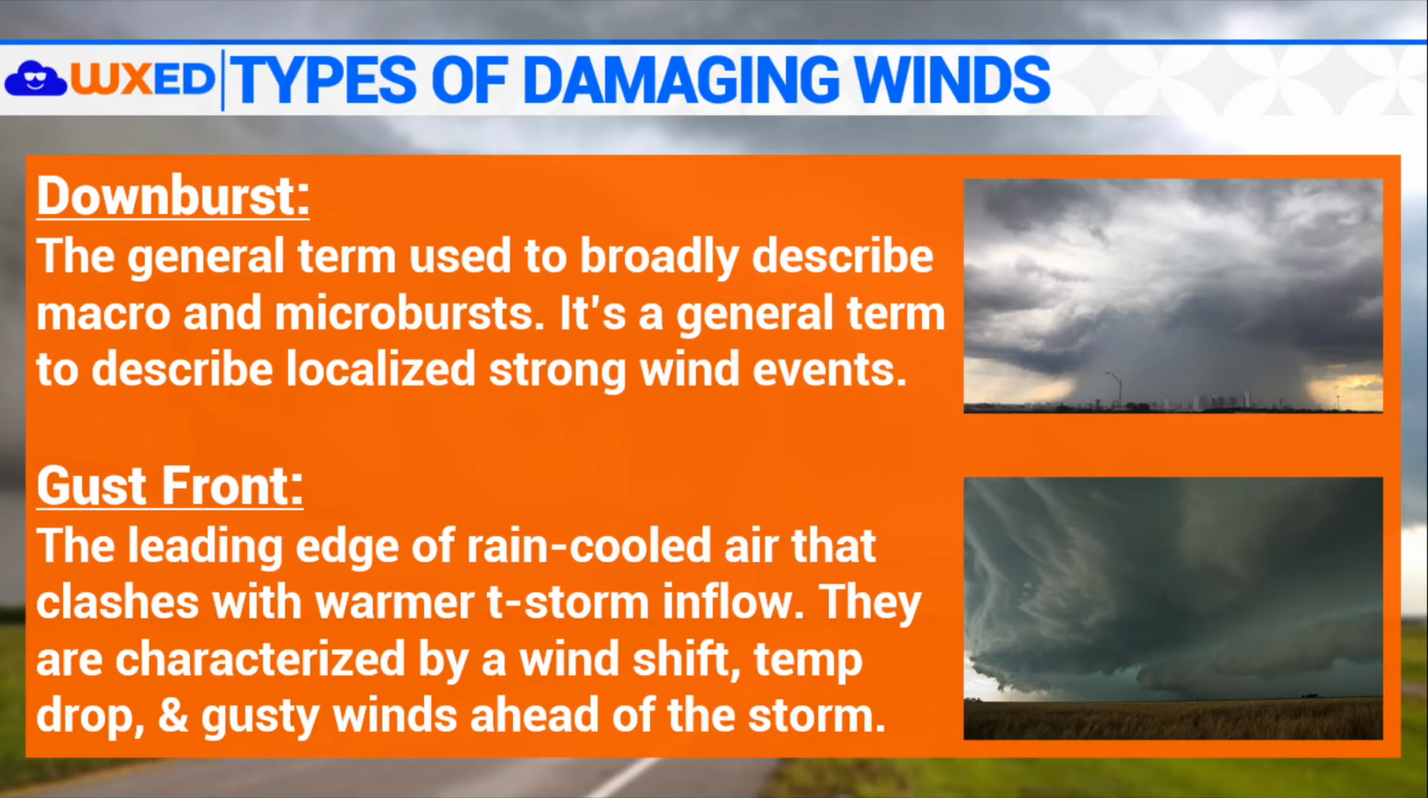Then you have the gust front, which is the leading edge of rain-cooled air that clashes with warmer thunderstorm inflow. They are characterized by a wind shift, a temperature drop, and gusty winds ahead of the storm.